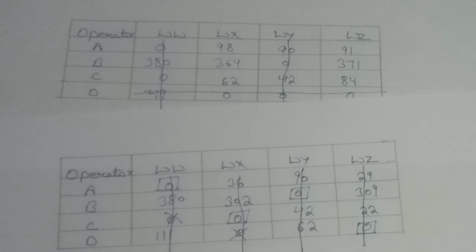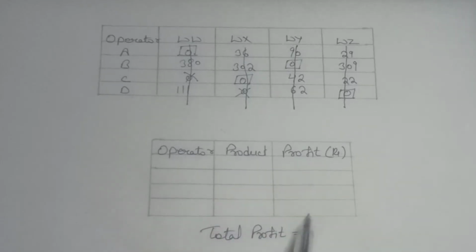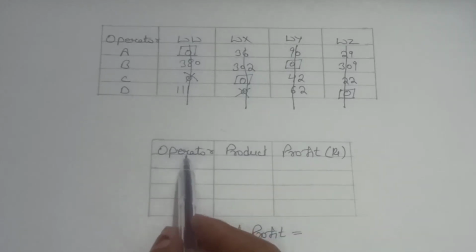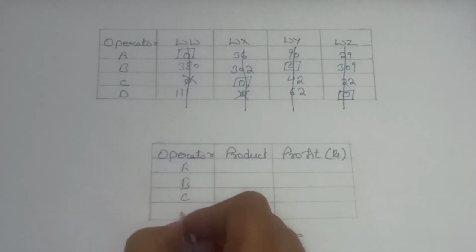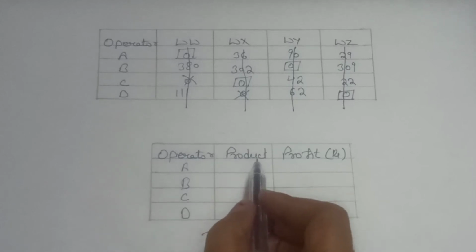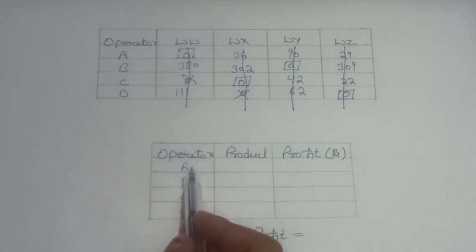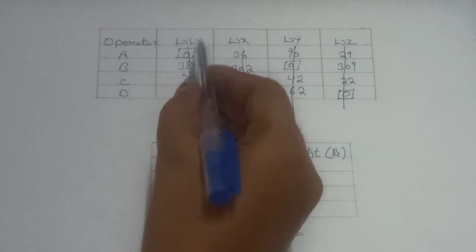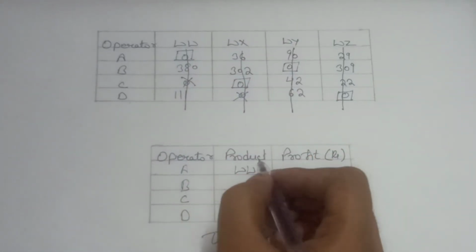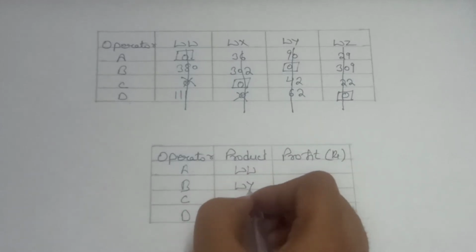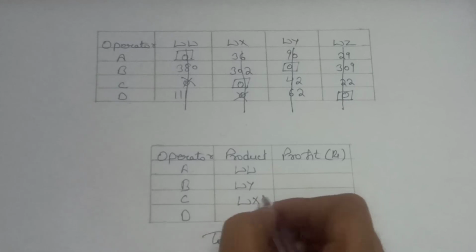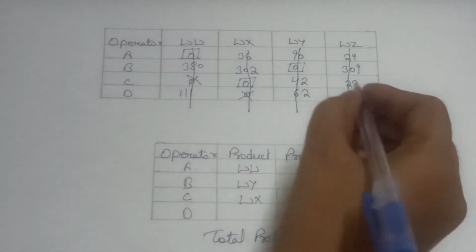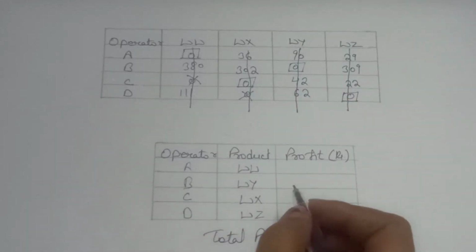Now we will calculate our profit. This is our profit matrix. As you can see here, we will write operator names A, B, C and D. Here we will write products. You can see for the A operator, product WW. For the B operator, product is WY. For the C operator, product is WX. For the D operator, product is last, WZ.